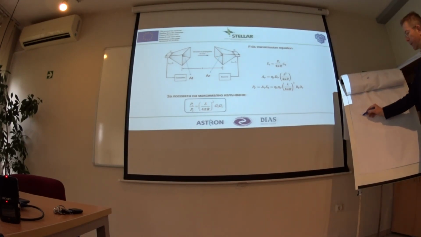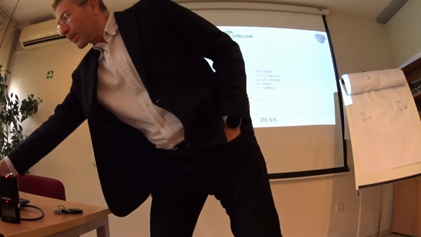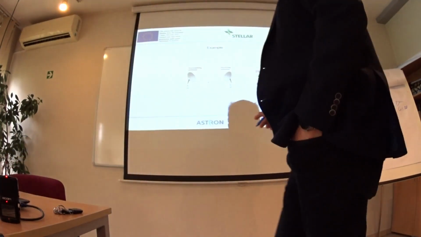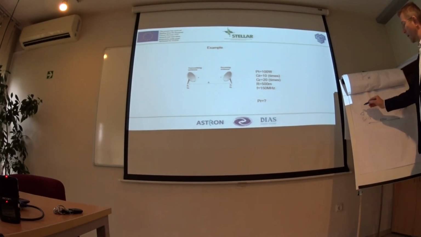So we have a source antenna with gain of 10, right? And a receive antenna with gain of 20. Is that so? Yes. The distance is 500 meters and the power transmitted is 100 watts.